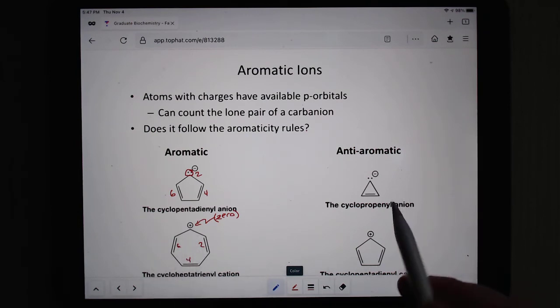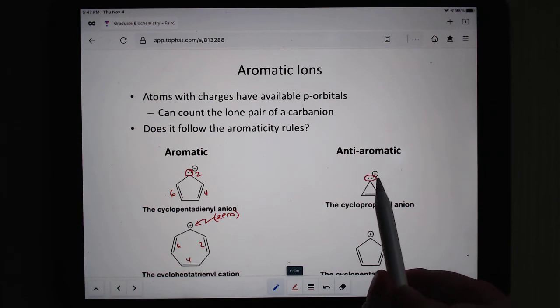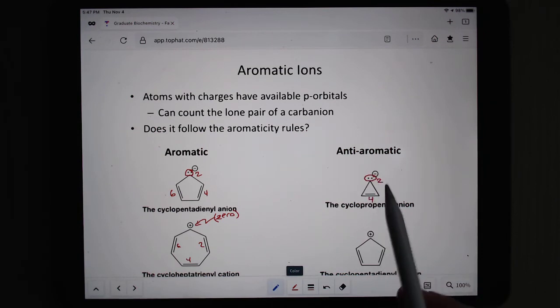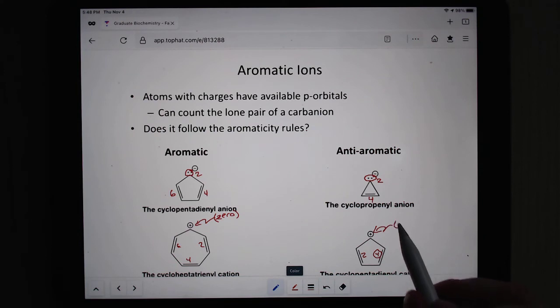Now for here, again, you're going to have to count these. So it's 2, 4. These 4 make it anti-aromatic. The same thing here. So 2, 4, and again, that's essentially 0. So these are anti-aromatic.